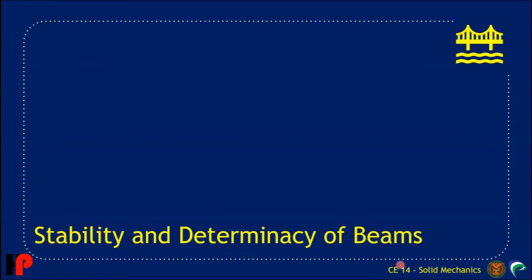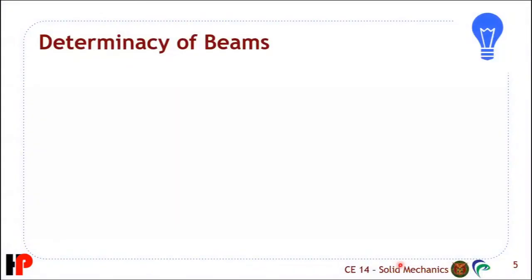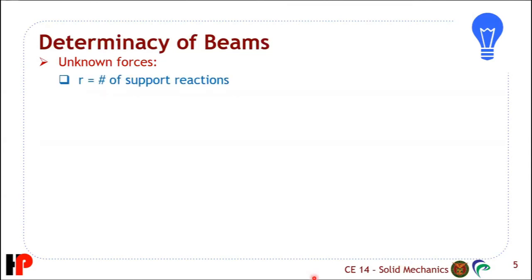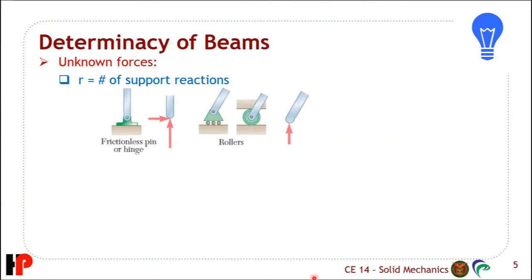So beams muna. So the determinacy of beams is, again, dependent on the number of unknowns and the number of equilibrium equations. So, alamin muna natin, ano ba yung mga unknown kapag beams? So, the first type of unknowns are the reactions. So, let R be the number of reactions. If you have a pin, you have 2 reactions. If you have a roller, you have 1 reaction. If you have a fixed support, you have 3 reactions.